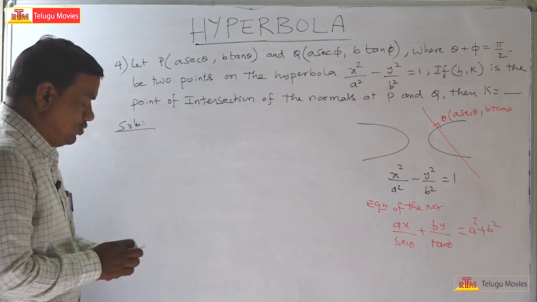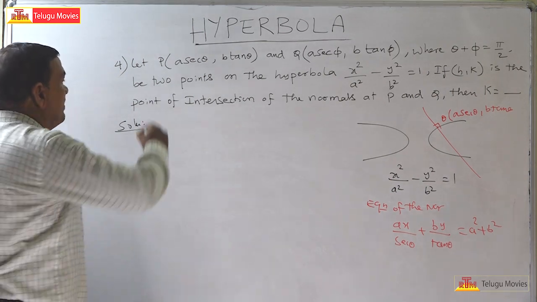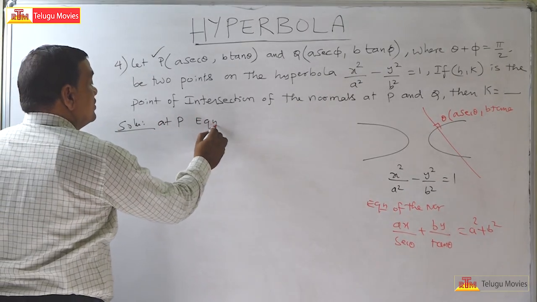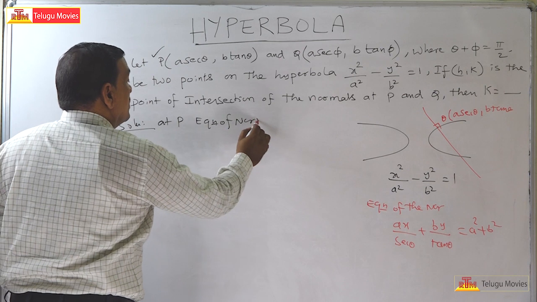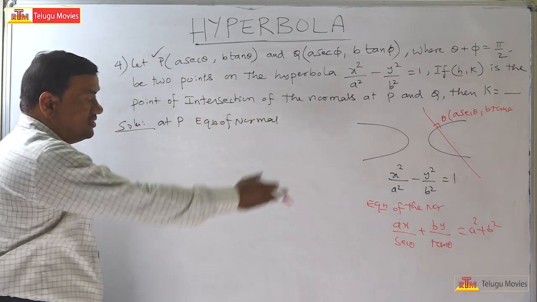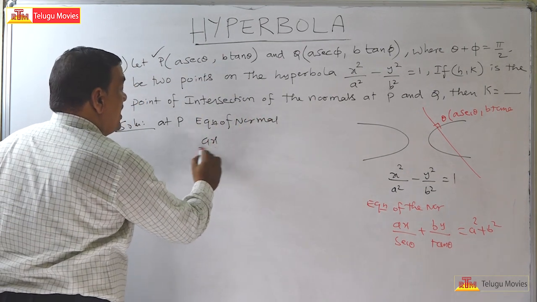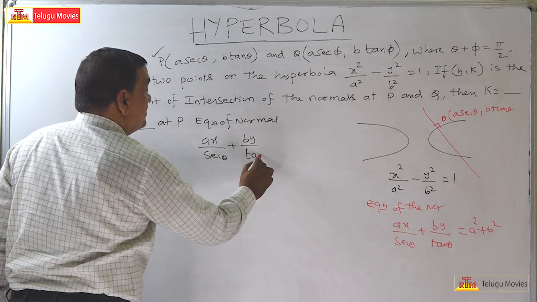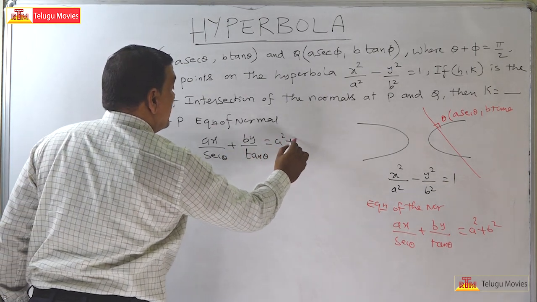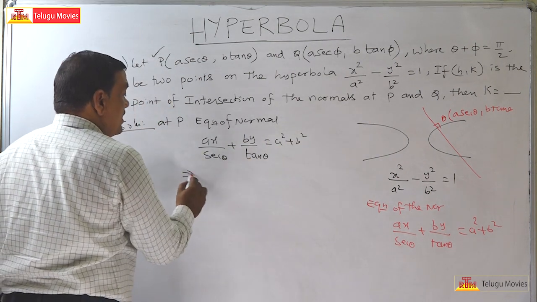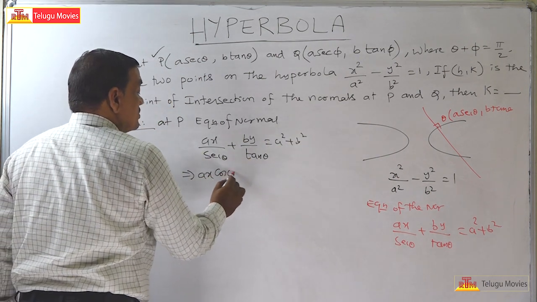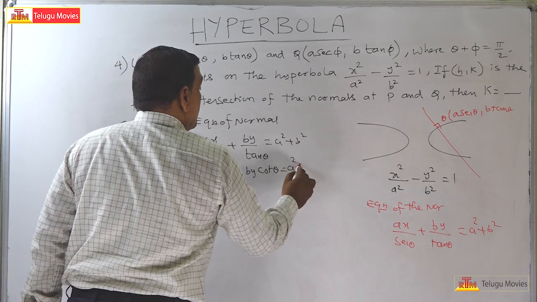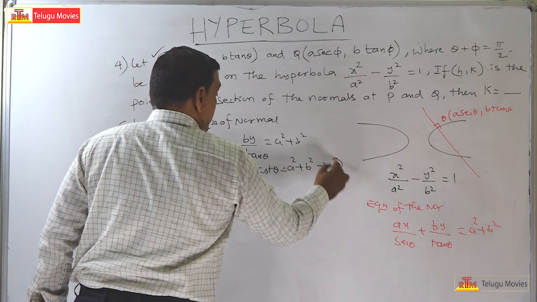So here also the first point is given as this. So at P, what is the equation of normal? The equation of normal is the same, that is ax by secant theta plus by by tan theta is equal to a square plus b square. This we can write as ax cos theta plus by cot theta is equal to a square plus b square. Call it as equation number 1.